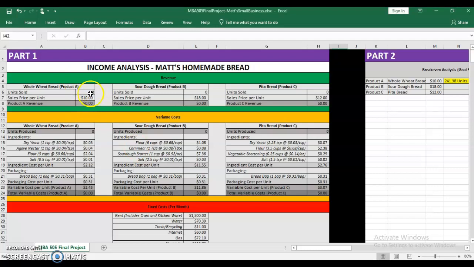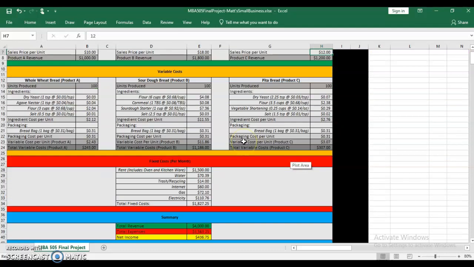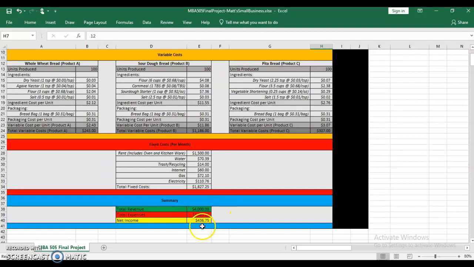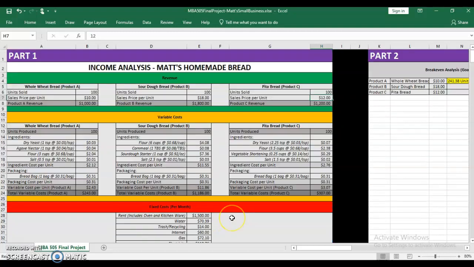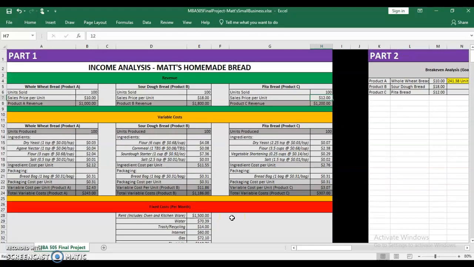So if I go in here and type 100, that updates the rest of my analysis. I kept it at 0 to start. Let's put 100 in here. Let's say I make 100 of each bread. This is going to give me a net income of $436.75.